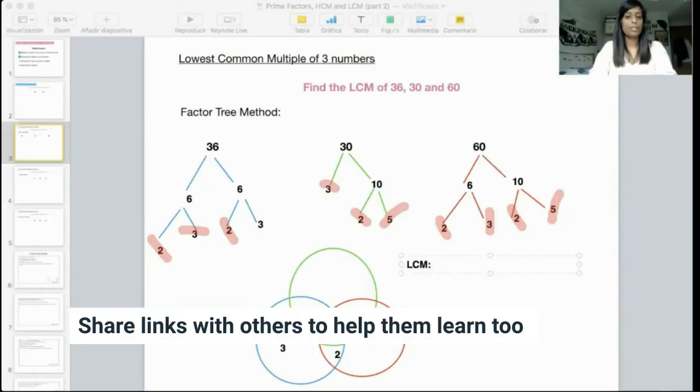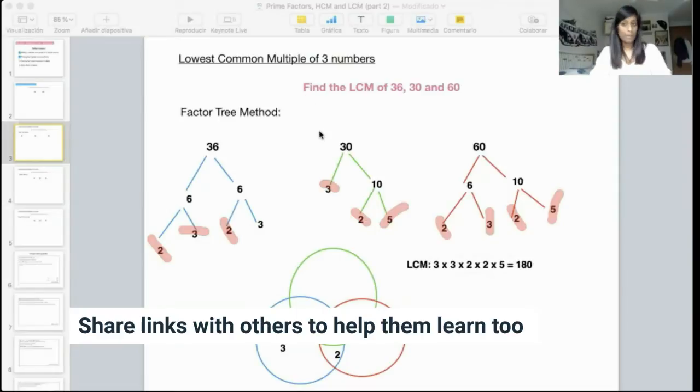So to do the lowest common multiple, you can multiply all the numbers that you see together. So 3 times 3 times 2 times 2 times 5. You've got a calculator, you can do it however you want. So 3 times 3 times 2 times 2 times 5 gives you 180. So that is the lowest common multiple, the lowest number that all 3 numbers divide into.